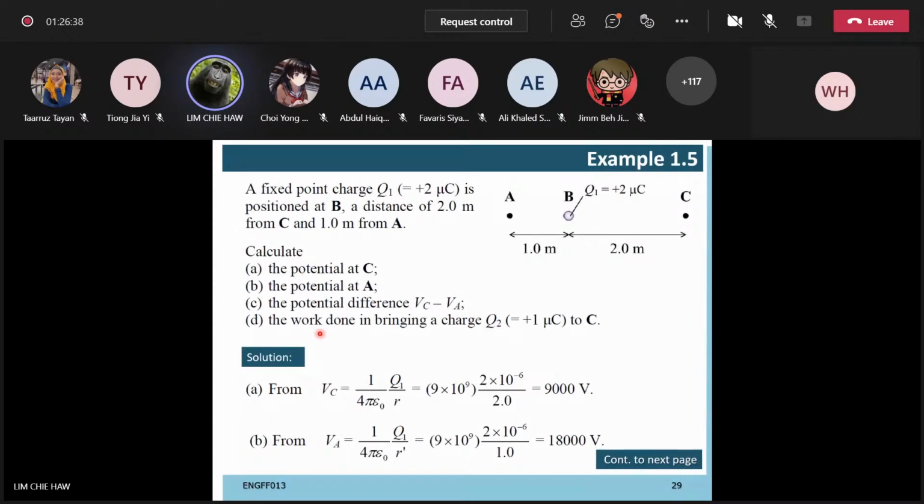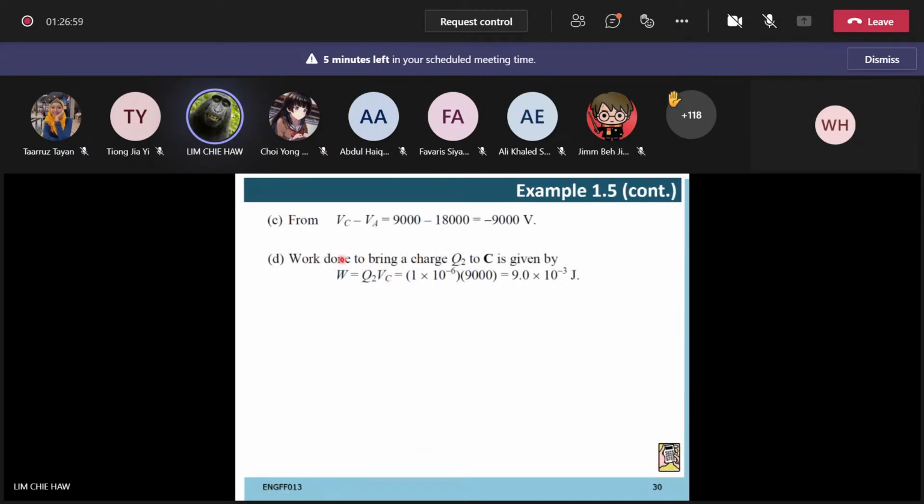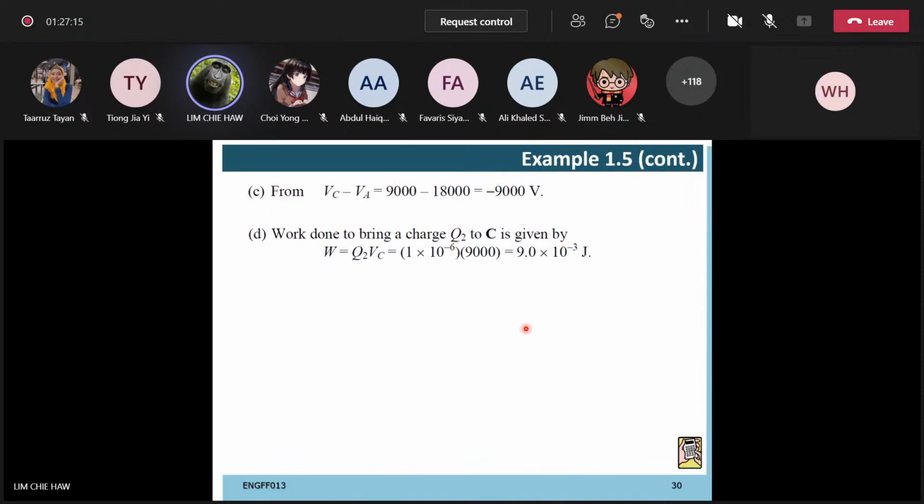Part D, this is interesting. Calculate the work done in bringing a charge Q2 to C. So this Q2 definitely will be the test charge, right? You need to find the work done to bring this test charge to C. Remember, start from the definition of electric potential: W equals Q2 VC. Remember, the charge in front here is the charge of the test charge. You get 9 millijoule.